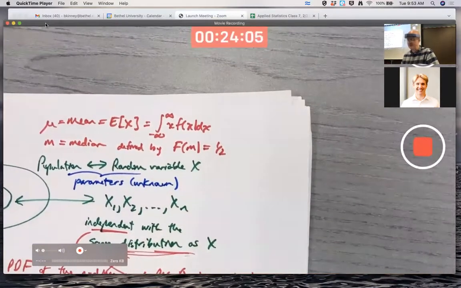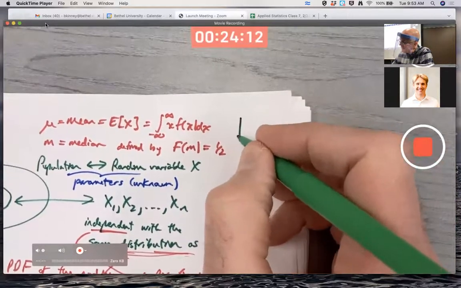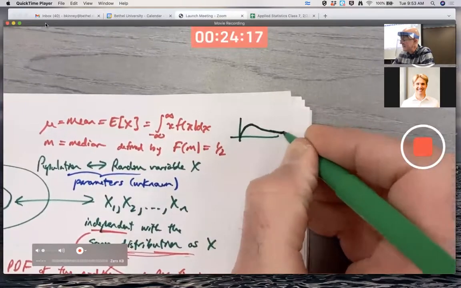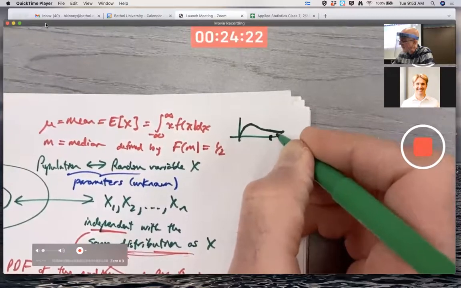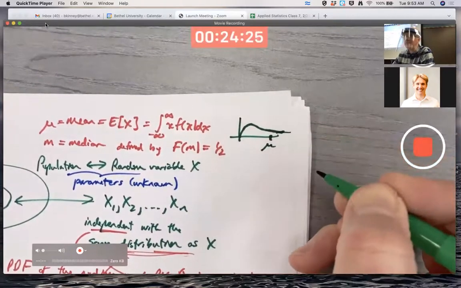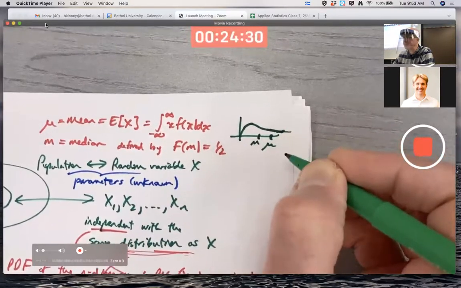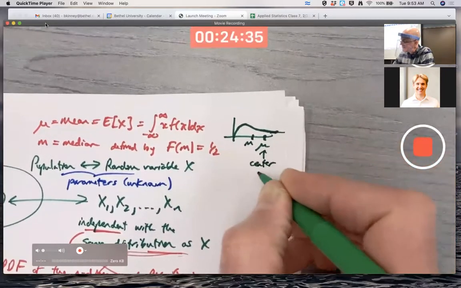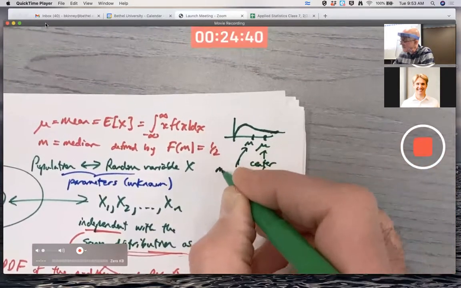In terms of the PDF, again, we are in the continuous case here. If the PDF, for example, looks right skewed like a gamma, the mean is the center of mass. I made it kind of way out there, but the mean might be there. The median in such a situation is going to typically be smaller. The mean is the center of mass. The median is sometimes called the middle value.